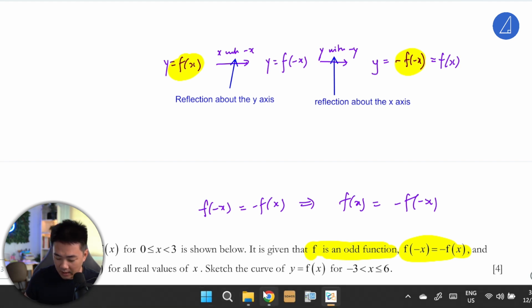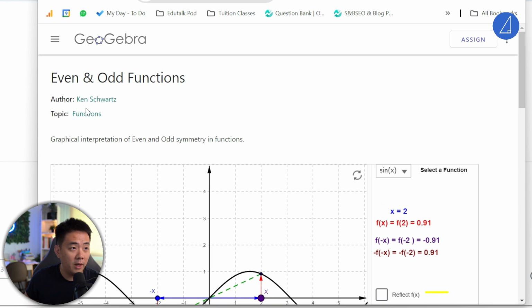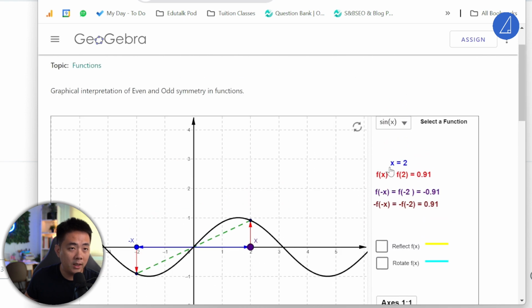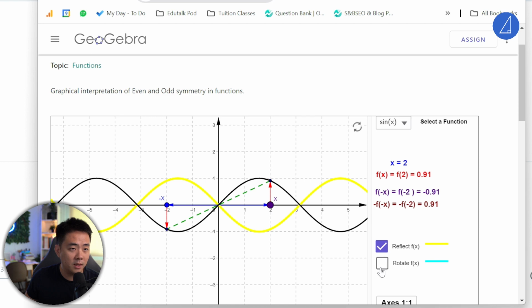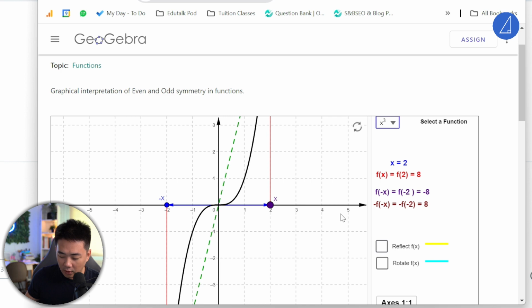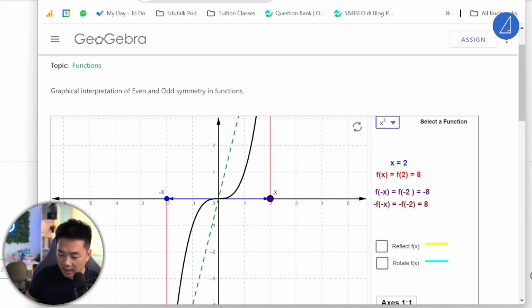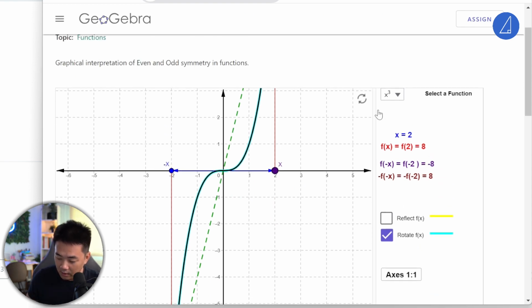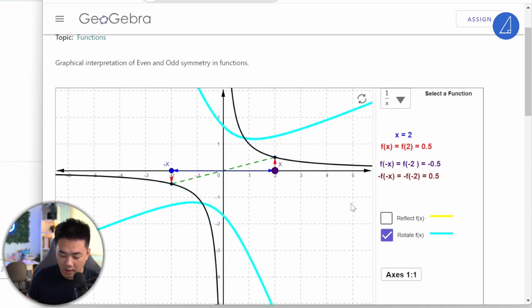To give you an illustration, you can use the GeoGebra applet written by the author Ken. Essentially, we reflect about the x-axis, then reflect about the y-axis. What an odd function entails is that if you reflect about both axes, it should match. You just rotate it 180 degrees around the origin. This is a sine curve. There are a few odd functions you can select here. As long as you rotate 180 degrees about the origin and it matches the original curve, that will be an odd function.